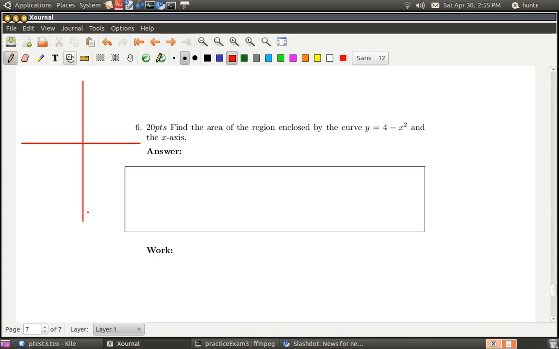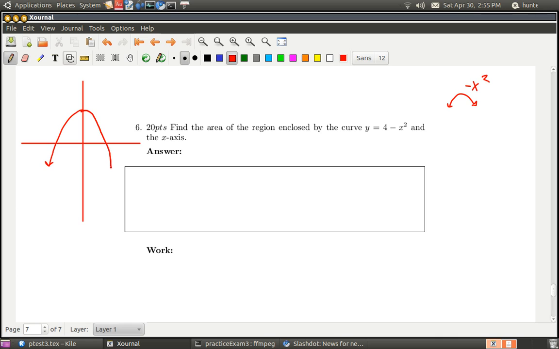So you can do this problem without being able to graph the situation, but being able to graph certainly helps. So, negative x squared is just a downward facing parabola. And what does the 4 do? The 4 translates it up by 4 units. So the picture of this is going to look like this.